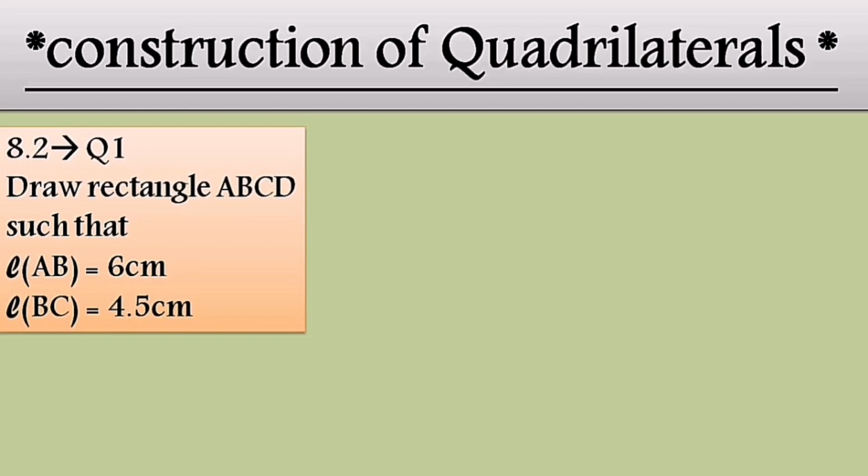Next question is the first question of 8.2. We need to draw a rectangle ABCD. Same thing. What, 90 degrees there, right? Each angle is 90 degrees. So you can draw any of the sides, but begin with the bigger one, that is the longer one.